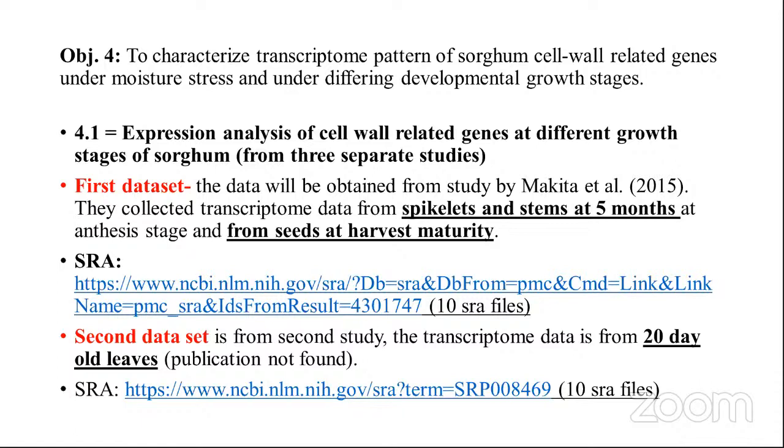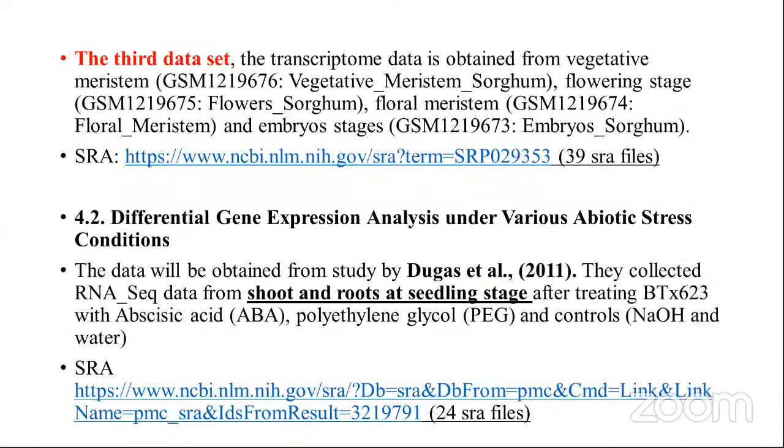On the second data set, transcriptome data was taken from a 20-day-old leaf, and they had 10 SRA files. The third data set looked into transcription data from vegetative and reproductive stage, on a subset of study two of the same study. The interest was to look at gene expression analysis under various abiotic stresses with focus on drought.